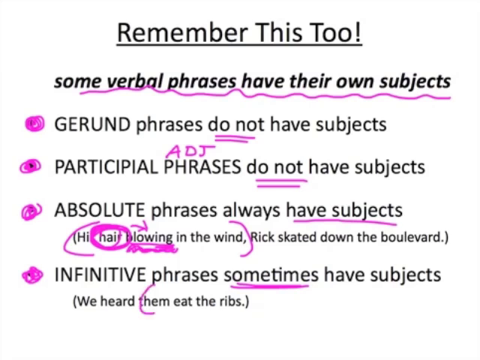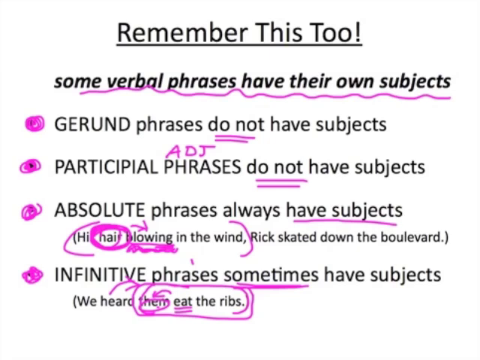Here's our infinitive phrase, them eat the ribs. Here's the actual infinitive, the base form of the verb, eat, with the subject, them. They are the ones who are eating the ribs. Do you see that if we didn't include them inside the infinitive phrase, it wouldn't make any sense outside with we heard? It wouldn't make sense to say, like, we heard them this. So if we include the them as the subject inside that infinitive phrase, then we can see that an entire infinitive phrase is actually functioning as the direct object of heard.